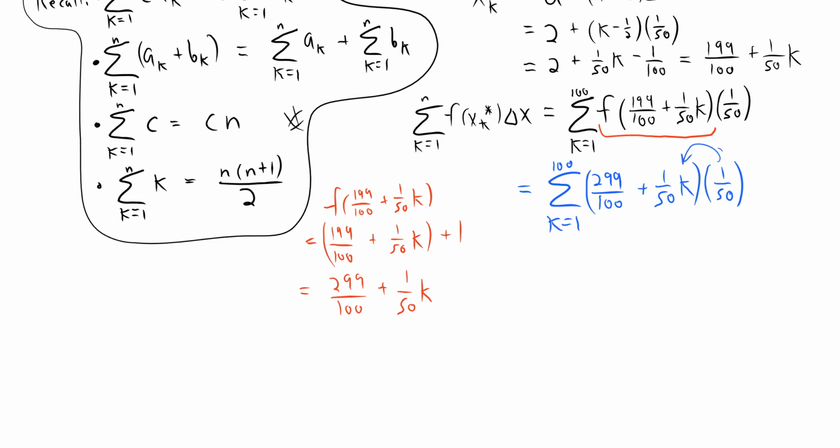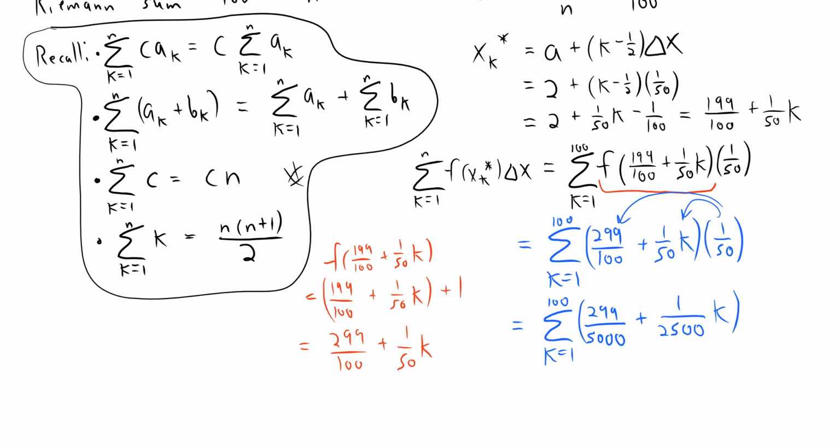What I did yesterday is I put the 1/50th into the two-term sum inside. I'd get the sum from k equals 1 to 100 of 299 over, what's 100 times 50? It would be 5,000, and then plus 1 over 50 squared, so it's going to be 25 with 2 zeros, 1 over 2500 k. And here is where the sigma algebra from the circled area is going to come into play.